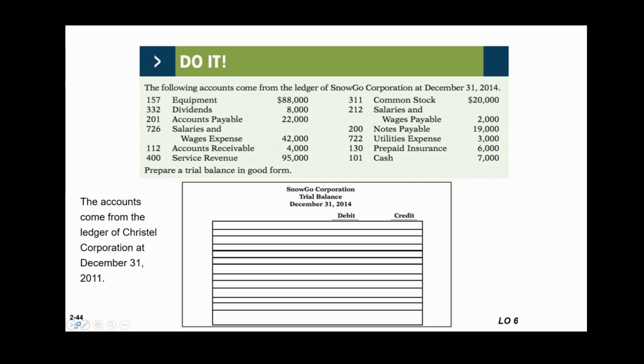Cash. Do you put it under debit or credit? Debit. Okay? Next is what? Accounts receivable, 4,000. Next. Prepaid insurance.